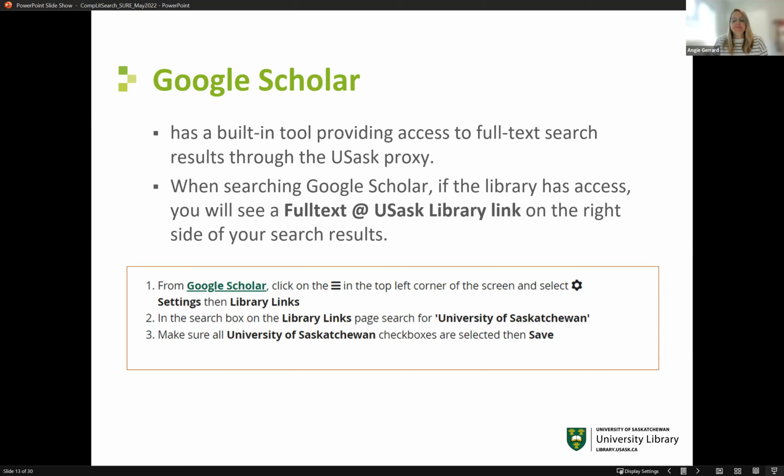It's very easy. It's just a matter of searching for the University of Saskatchewan in the library links, and you save it. Then whenever you're searching through Google Scholar, on the right-hand side, if the University of Saskatchewan Library has paid access to that article or whatever you're looking at, it'll say full text at the U of S Library. You click on it and it takes you to that resource. So it's just a way of making sure that you have access to what you should have access to. Are there any questions about that?